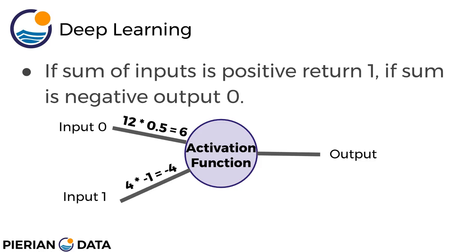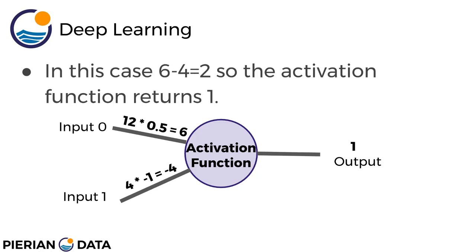We're merely going to say the following. If the sum of the inputs is positive, output 1. If the sum of the inputs is negative, then output 0. So in our case, 6 plus -4 is the same thing as 6 minus 4, so we get 2 as the result. Since the sum of the inputs was positive, the activation function outputs 1.